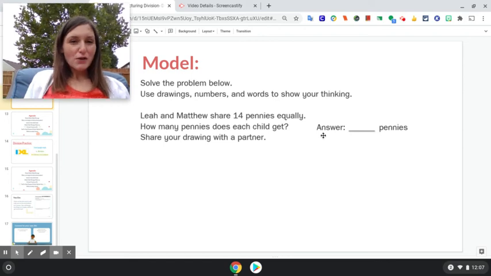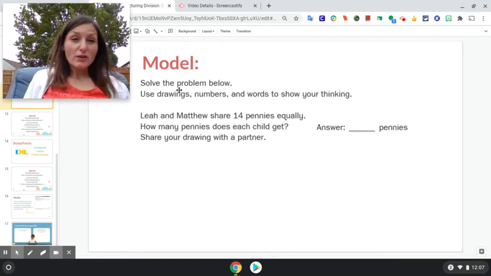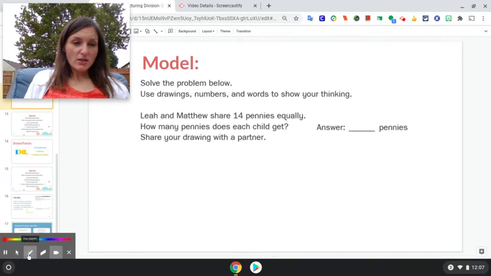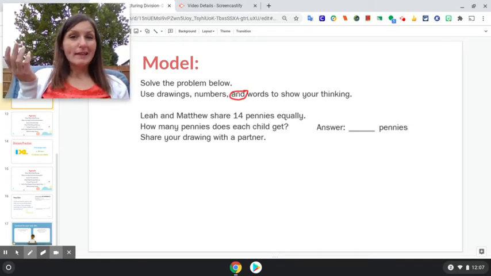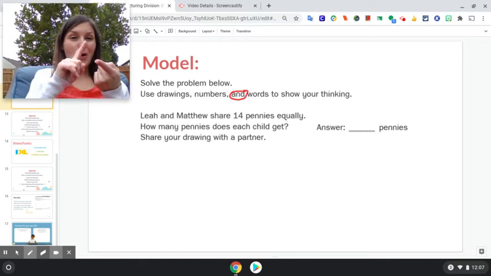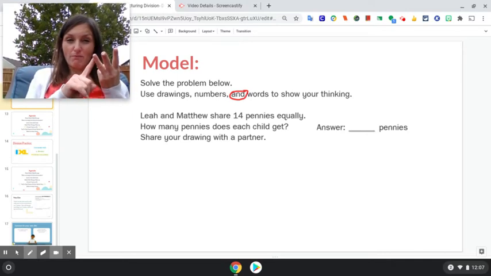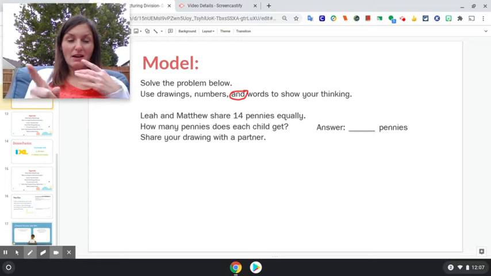Alright, so for this model, I'm going to read the directions first. The directions tell me to use drawings, numbers, and words to show my thinking. This isn't one where it says you can do any of them. It wants you to do all three of them. So when I go to work today, I want to do this.